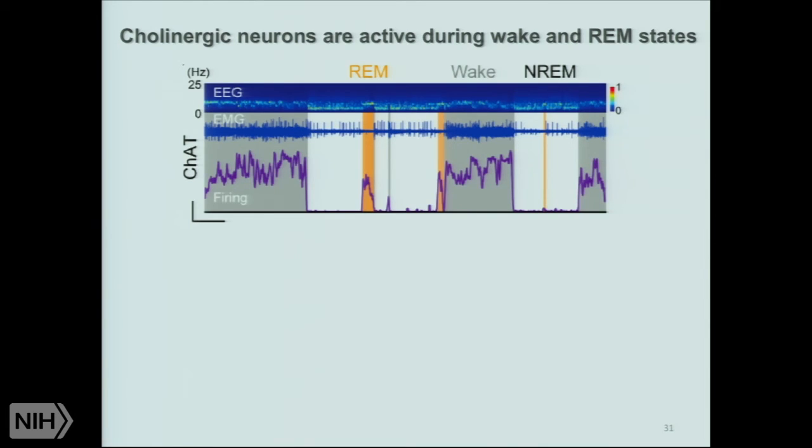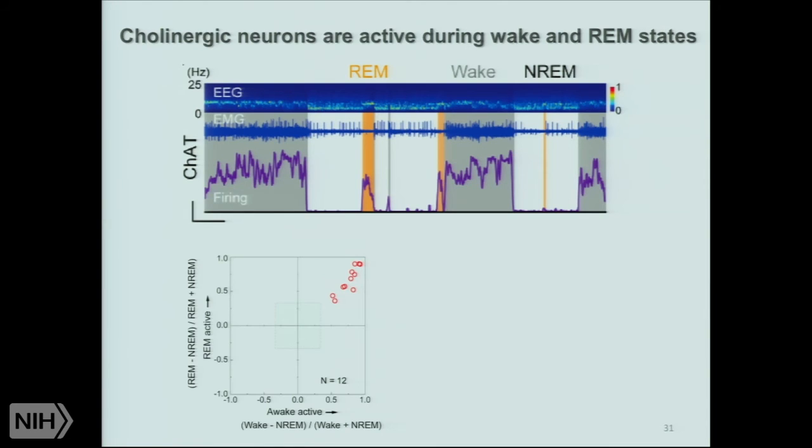So cholinergic neurons are like this, right? So this is the other notation. On the horizontal axis, we're plotting the firing rate difference between the wake and non-REM state normalized by the sum. And the vertical axis is the firing rate difference between REM and non-REM. Each circle is a single cell. So if the circle is in the upper right quadrant, it means that it's both REM and wake active. And you can see that all 12 cholinergic neurons are in the upper right quadrant, and they are wake and REM active. And in fact, this was known before.